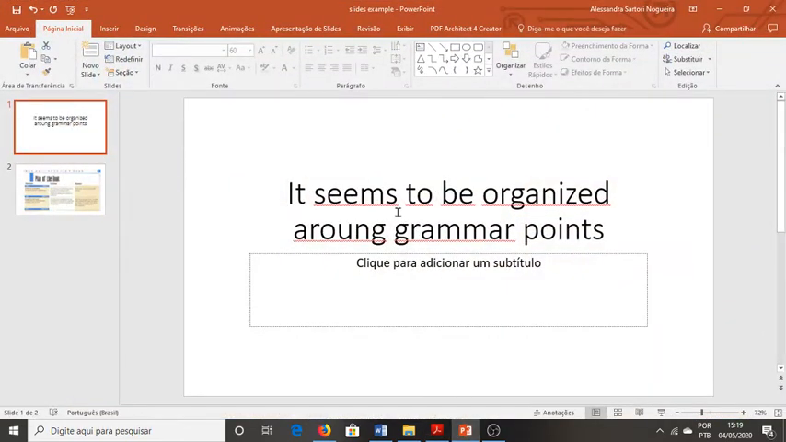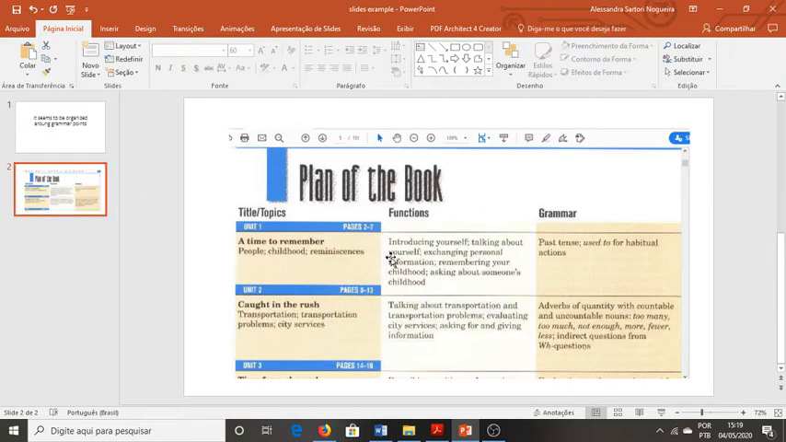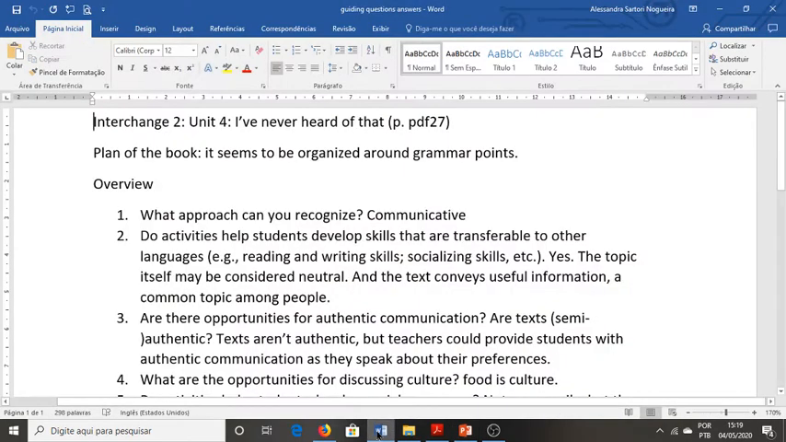This is an example with a slide, and there is a comment that says, the book seems to be organized around grammar points. And then slide number 2 is a print screen of the book where you could explain what you're going to comment. But I'm not using slides here. I'm going to use a Word file and a PDF file going back and forth, explaining what it is.